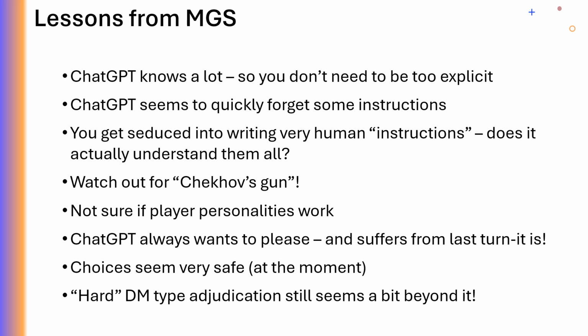A counter, though, to that, in terms of knowing a lot, is it actually appears to quickly forget things. So you'll put something in your instructions either for the scenario or even for how to run the Matrix game, and it will remember those instructions, first, second time round. But by the third time round, it begins to forget some of them.